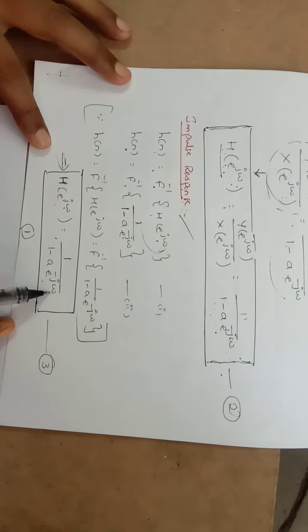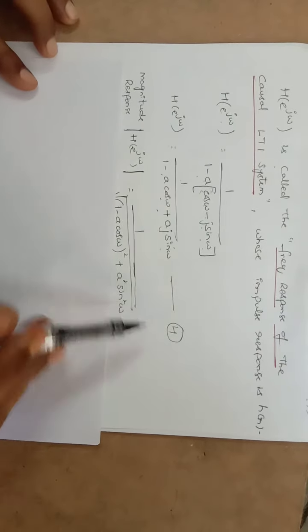Now in the previous equation, H of e power j omega is 1 by 1 minus a into e power minus j omega. E power minus j theta is cos theta minus j sin theta. Similarly, we replace e power minus j omega with cos omega minus j sin omega. Next, H of e power j omega is equal to 1 by 1 minus a cos omega plus j a sin omega. This is equation 4.